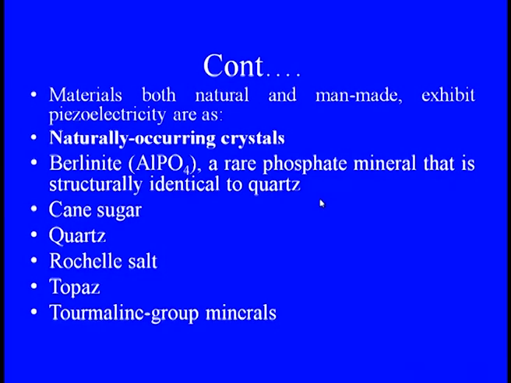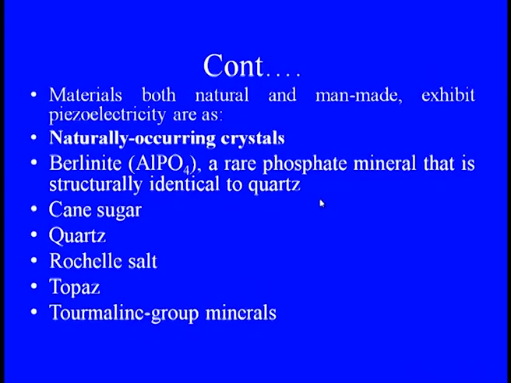So the naturally occurring crystals are, first, berlinite. Berlinite, which is AlPO4, is a rare phosphate mineral, and because it has a similar character to quartz, we can put it in the naturally occurring category. Even cane sugar, quartz, Rochelle salt, topaz, or the tourmaline group minerals all come under the naturally occurring crystals showing piezoelectric features.